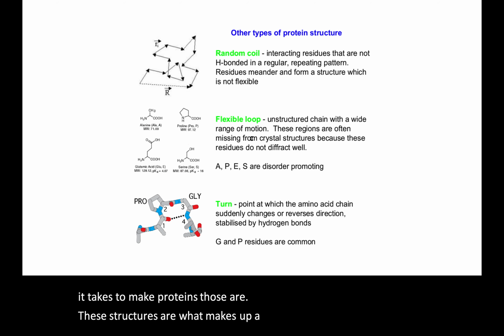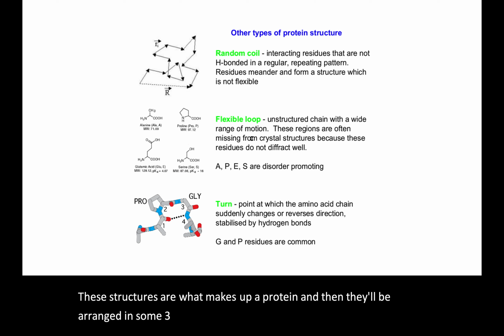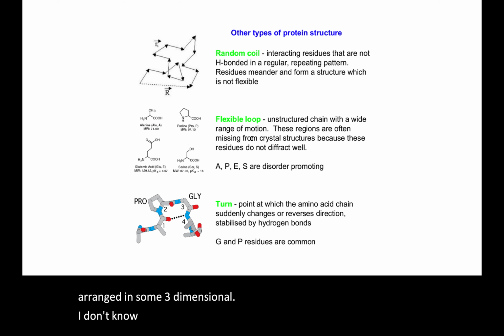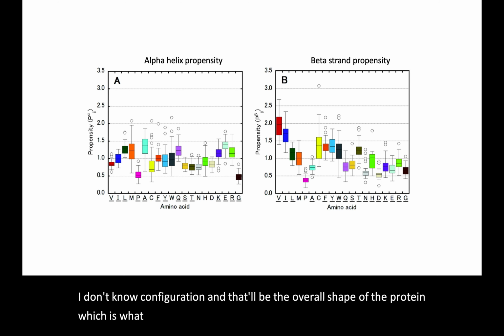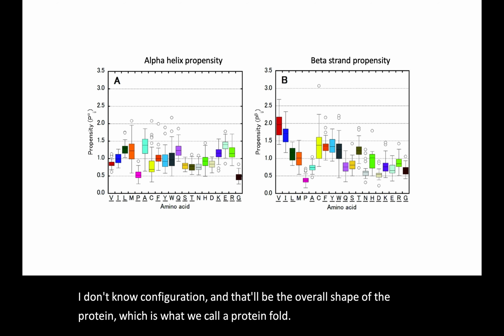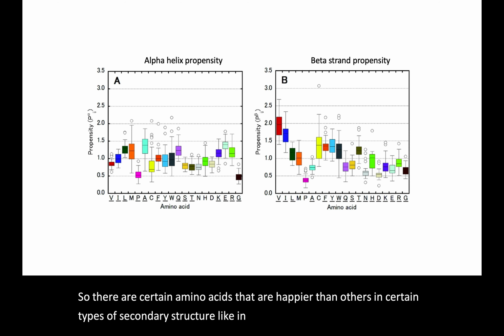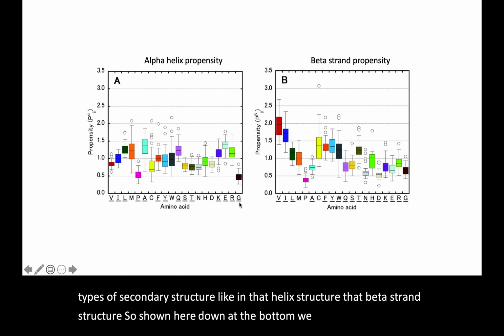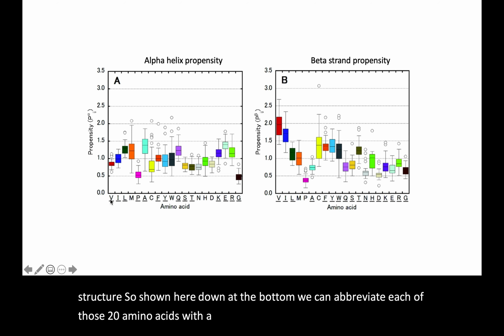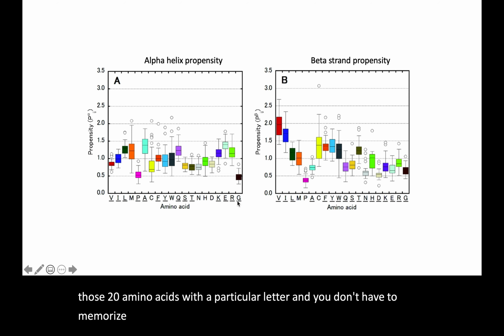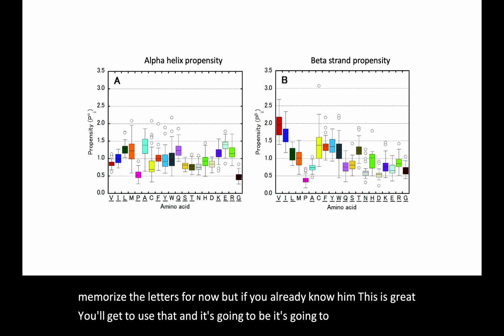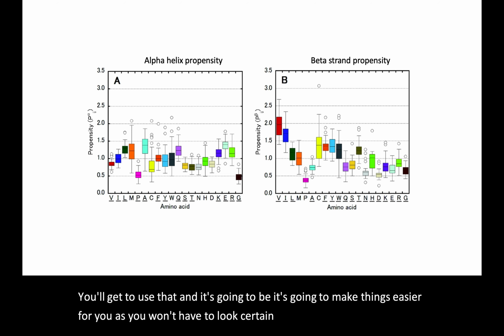And then they'll be arranged in some three-dimensional configuration, and that'll be the overall shape of the protein, which is what we call a protein fold. So there are certain amino acids that are happier than others in certain types of secondary structure, like in that helix structure or that beta strand structure. So shown here, down at the bottom, we can abbreviate each of those 20 amino acids with a particular letter. And you don't have to memorize the letters for now, but if you already know them, this is great. You'll get to use that, and it's going to make things easier for you, because you won't have to look certain things up. But whatever, this is a thing you can totally look up.